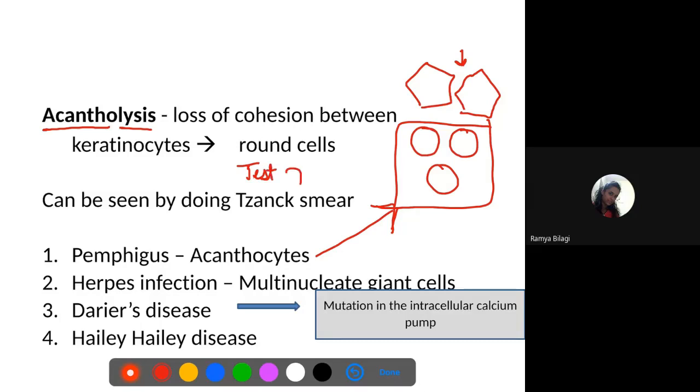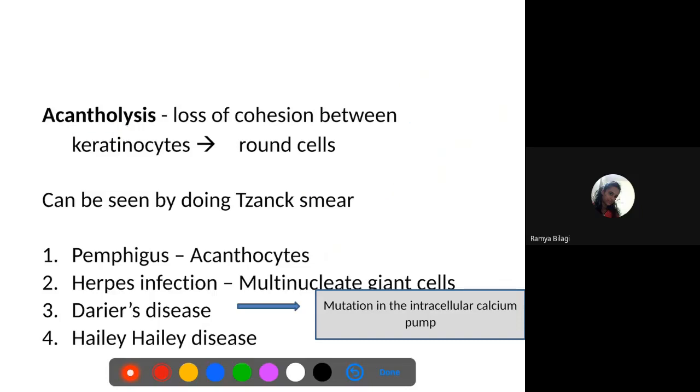In different conditions, we label these cells as different things. In pemphigus vulgaris, we see acanthocytes. If there is a viral infection, we see multinucleated giant cells within the Tzanck smear. This acantholysis we can also see in a condition called Darier's disease and Hailey-Hailey disease, which I shall be discussing later.